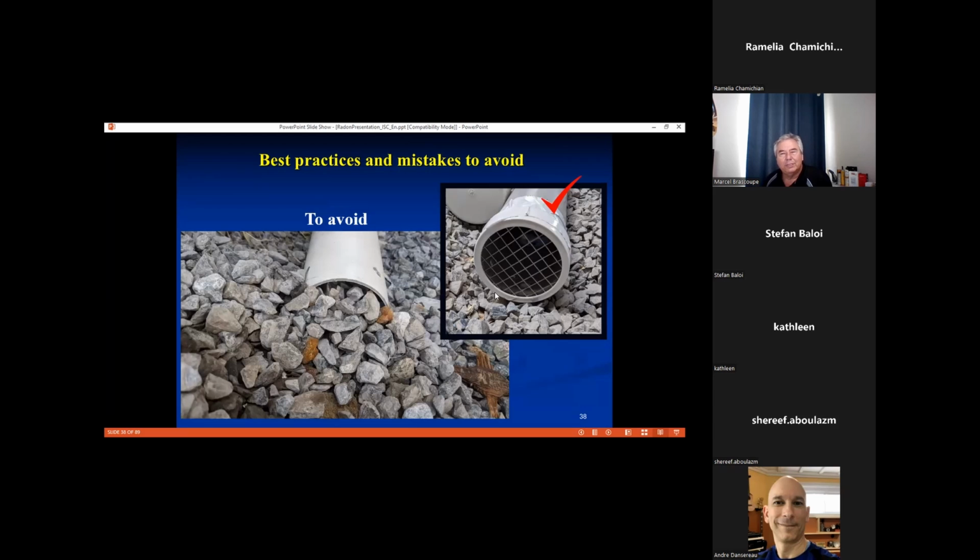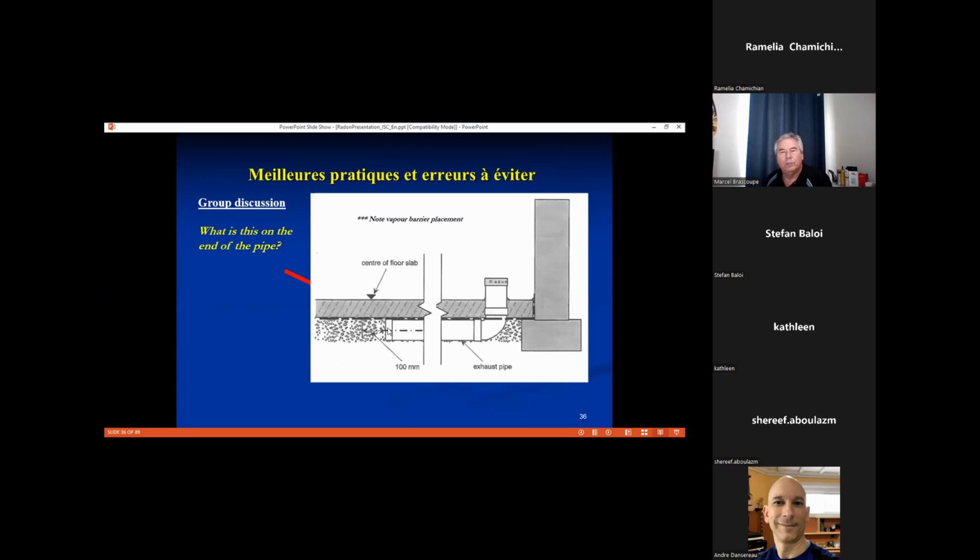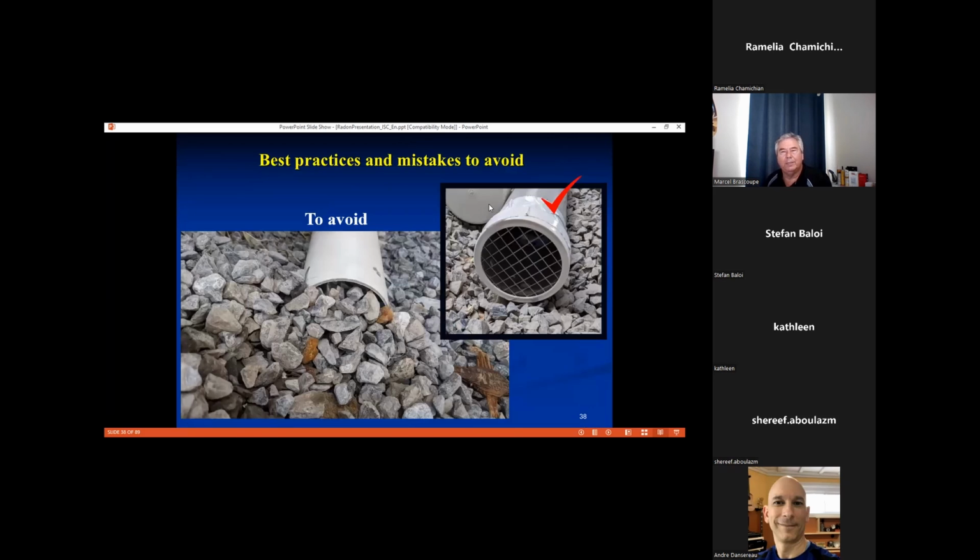What that actual design is supposed to be, if I go back here, is a rodent screen, like we see here. It's supposed to be free. And that screen is simply to prevent the crushed stone from falling into the pipe. That's what's supposed to be on the end of the pipe. We don't want a situation like we see on the left here, where the pipe is filled with crushed stone at that point.